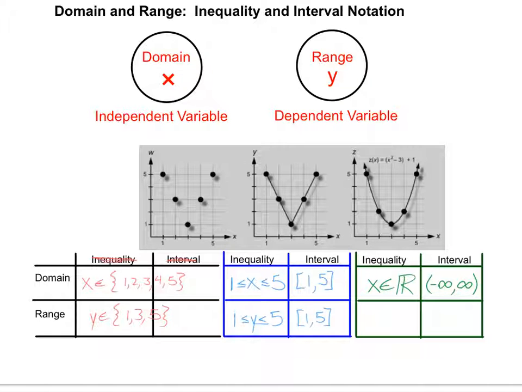Okay? Now, what about the range? What is the range of this function? Y is greater than or equal to 1. Very good. Y is greater than or equal to 1.